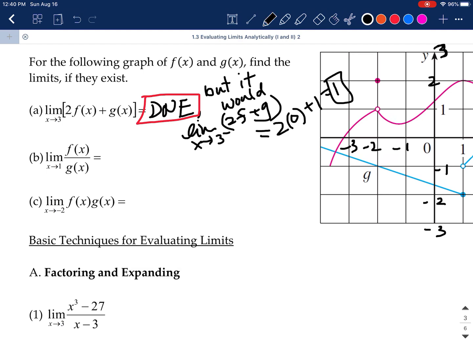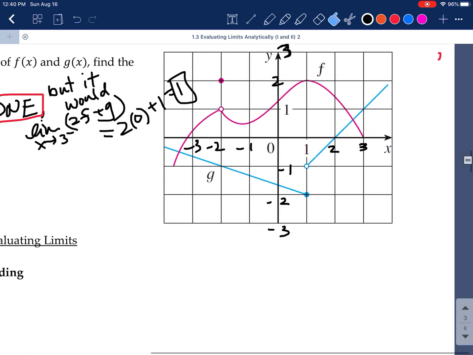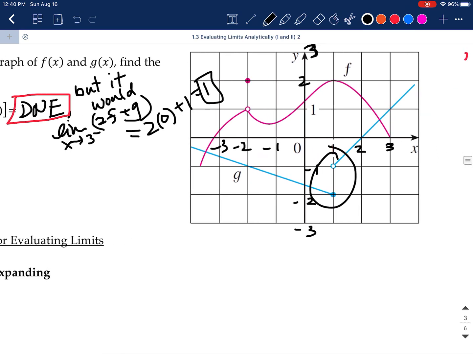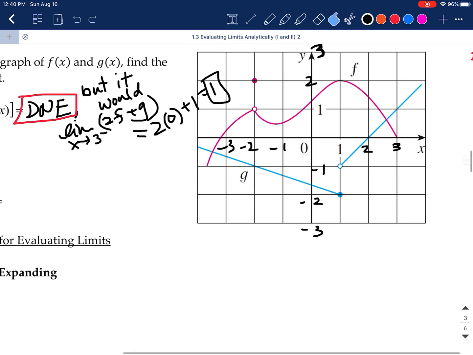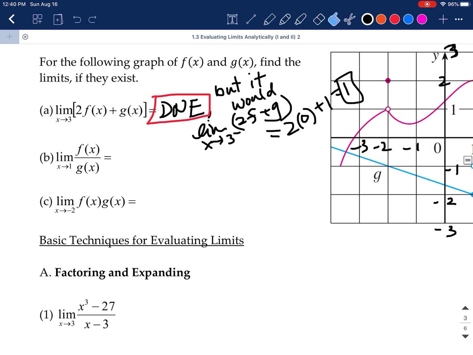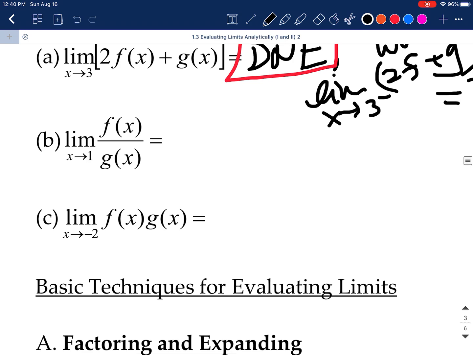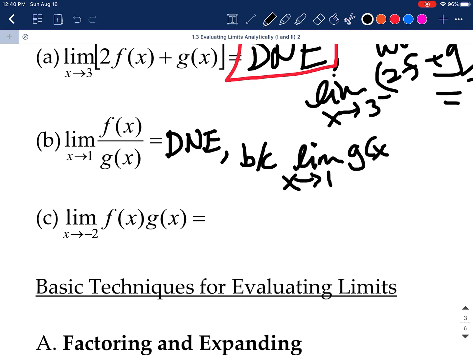Okay, so then what about B? The limit as x approaches 1. Again, we're going to have an issue with g of x at 1. That limit does not exist. It's not even that it's 0, which we would also have to worry about for our limit, but this one is also not going to exist because the limit as x approaches 1 of g of x does not exist.